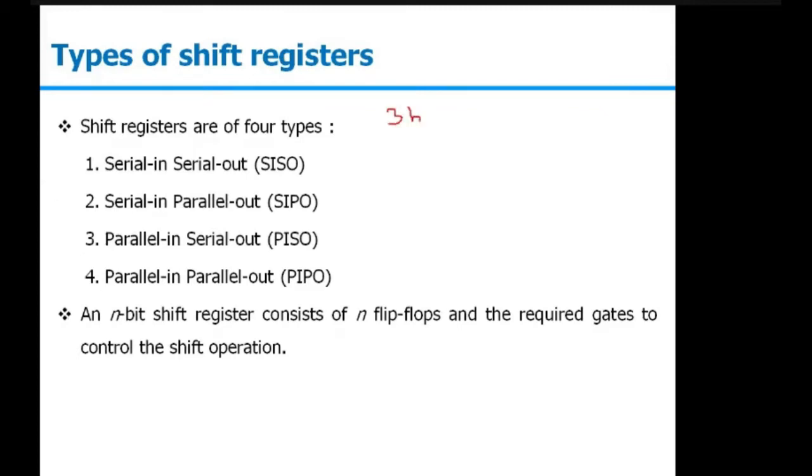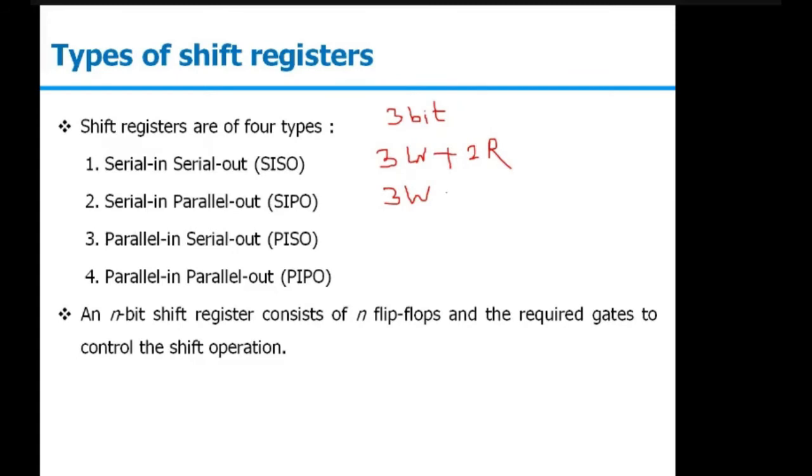So for 3-bit data in SISO, serial in, serial out, we will be requiring 3 clock pulses to load the data and then 2 clock pulses to read the data. So you can say 3 clock pulses to write the data and 2 clock pulses to read the data. Serial in, parallel out: serial in, again we will be requiring 3 clock pulses to write the data, and for reading it out, no clock is required.